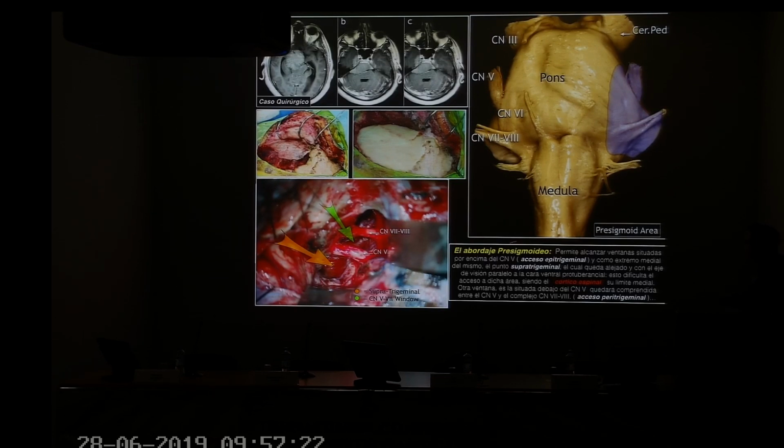This is the area you can reach with this approach, the pre-sigmoid approach. The pre-sigmoid approach exposes this area between the 5th and 7th and 8th nerve, from the top and from below. And here, of course, the corticospinal fiber tract in the didactic demonstration.